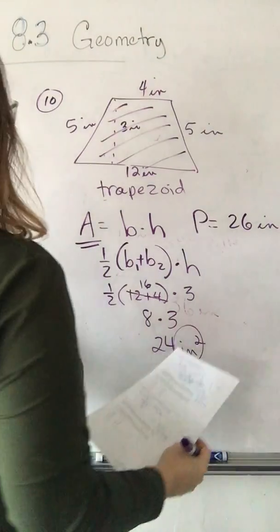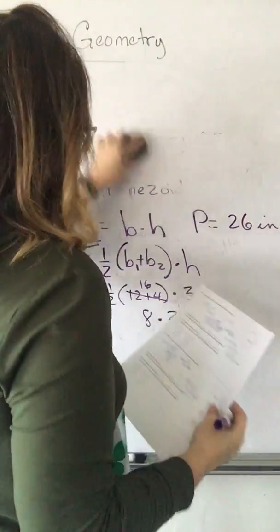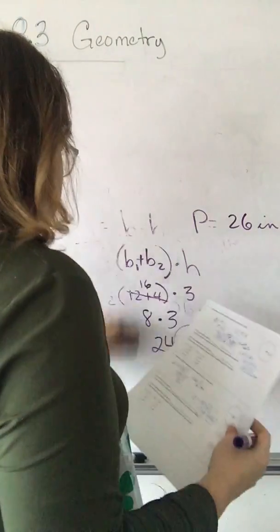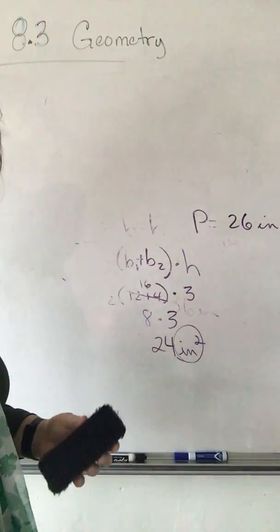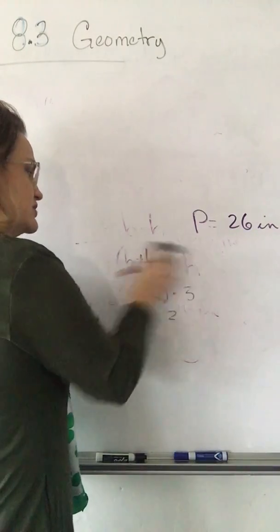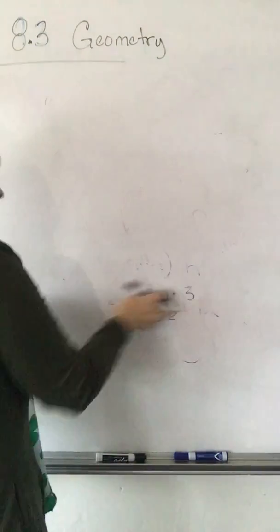All right, in number 11, we move to the circle. So we've got new formulas for the circle. Now, I noticed when I was looking through your homework on this that they use the pi button whenever we're talking about finding the circumference and the area of the circle. We use pi in that.